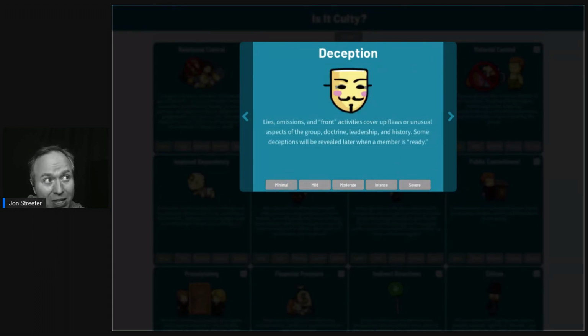Deception. Lies, omissions, and front activities cover up flaws or unusual aspects of the group, doctrine, leadership, and history. Some deceptions will be revealed later when the member is, quote unquote, ready. No. Okay. Nope. What do you score it as? Minimal, none? No, I've never really.